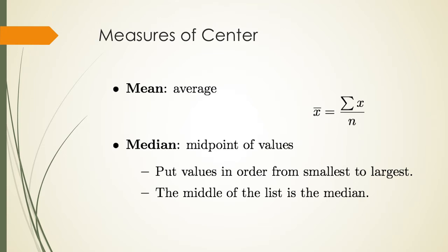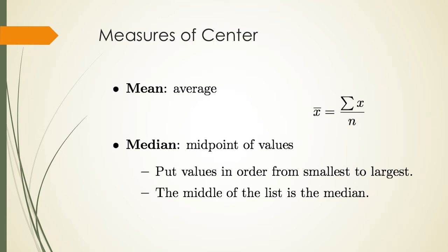When we talk about an average, we're often referring to the mean. To compute the mean of a data set, we add all the values for a given variable and divide by the total number of values. I've written this symbolically, where x bar is the common symbol for a mean. The sigma represents taking a sum, x stands for the values of the variable, and n is the total number of data points. Whereas the mean is an average, a median measures the midpoints of values.